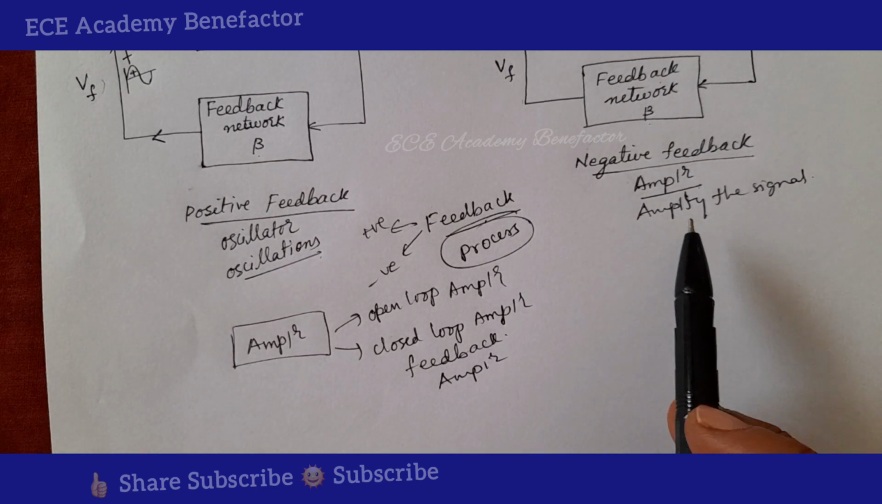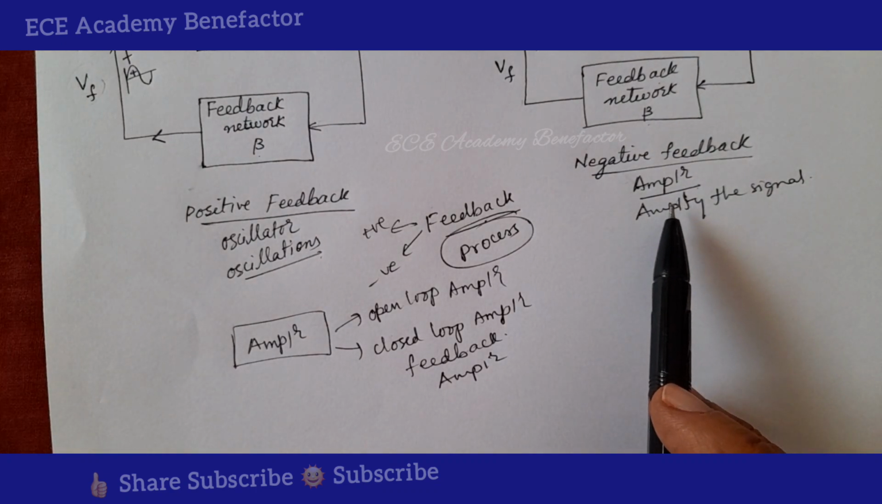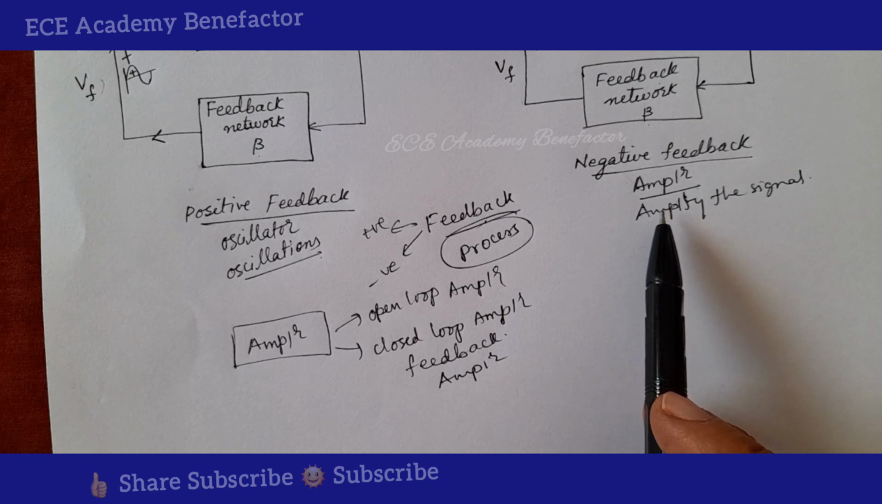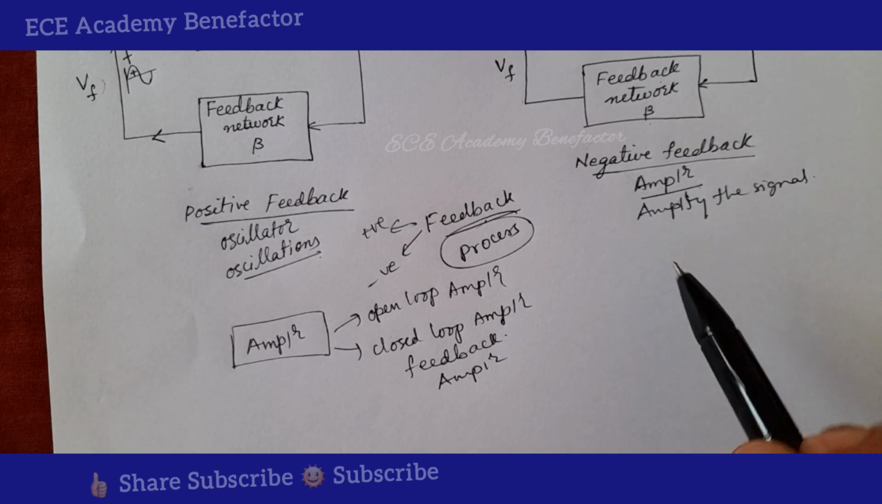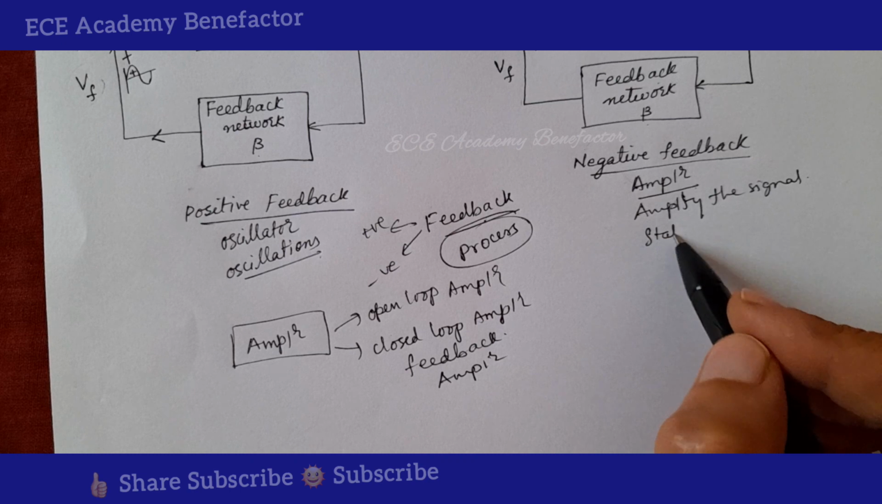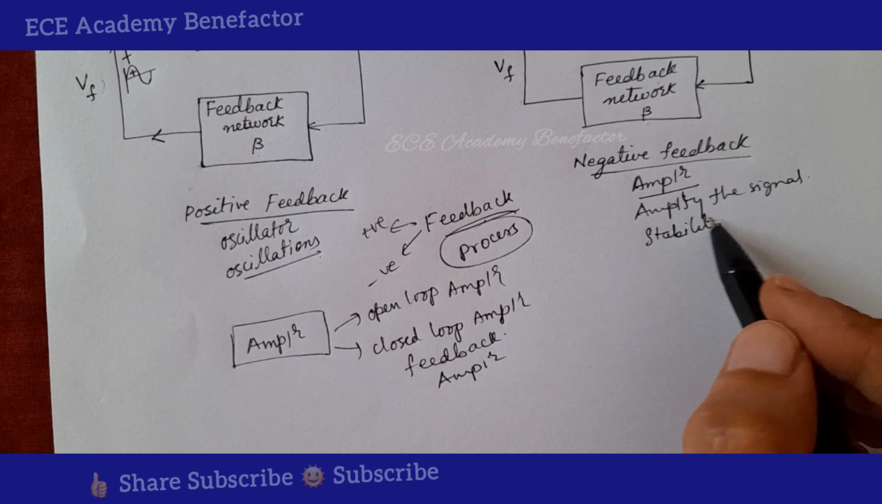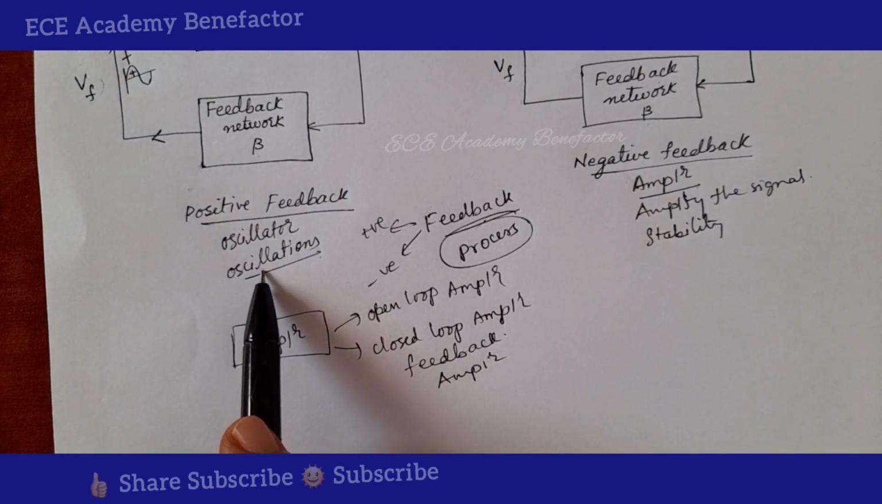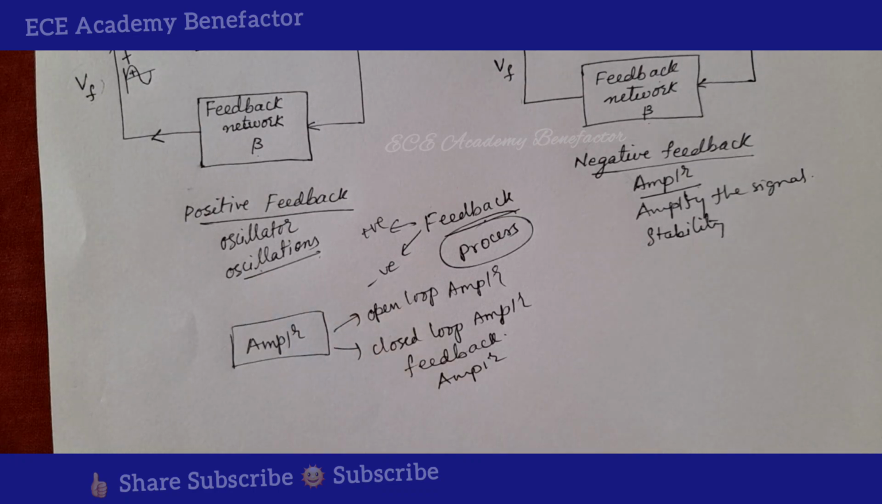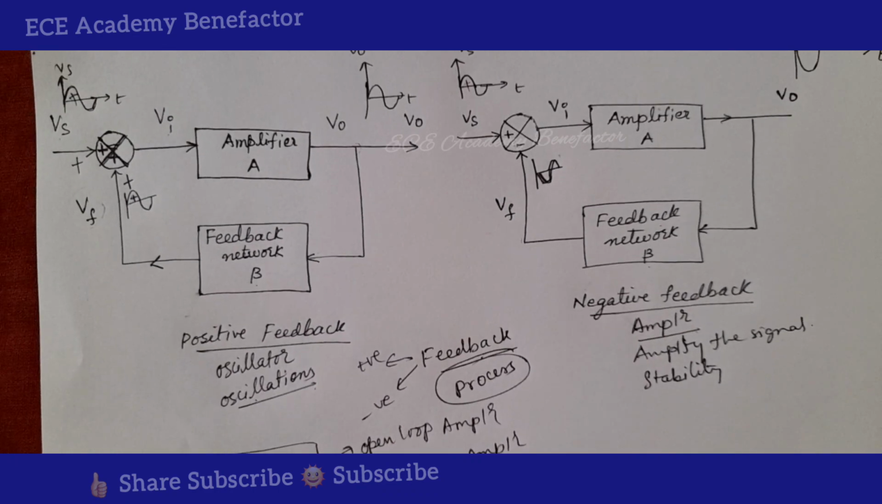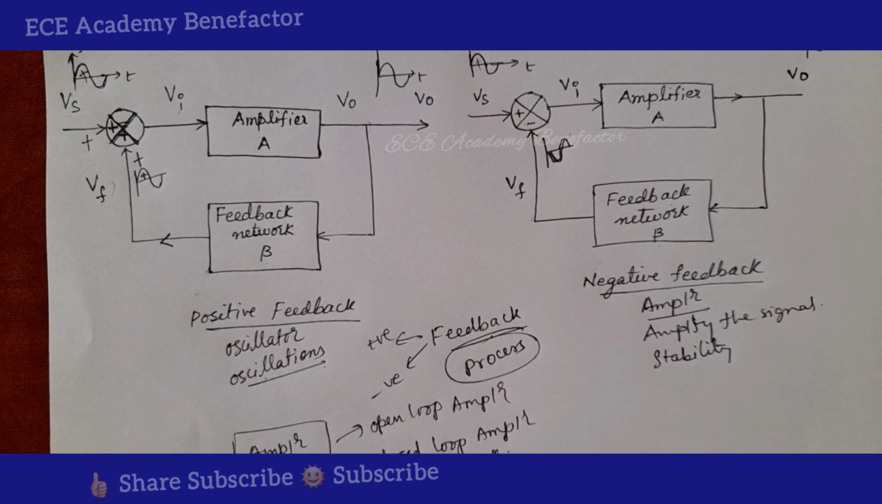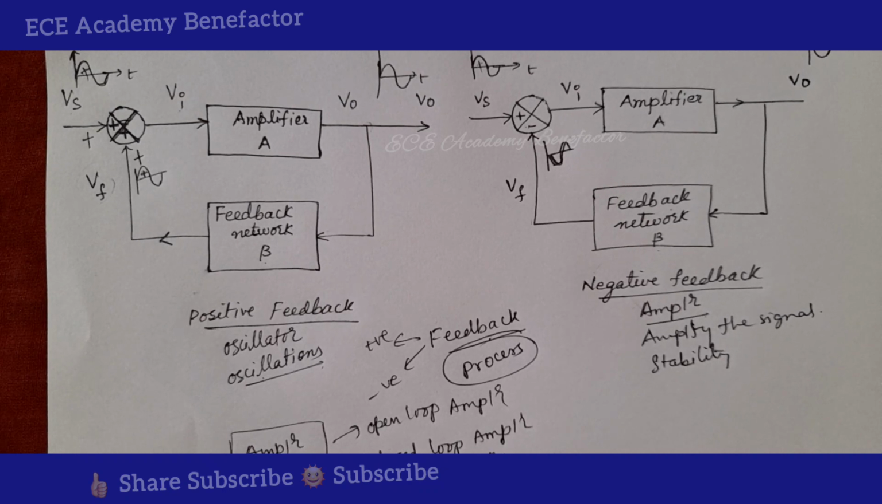Why is it used in amplifiers? Because it provides stability. Negative feedback provides stability of the signal, whereas positive feedback generates oscillations, so it is used in oscillators. I hope you have understood the introduction of feedback amplifiers.